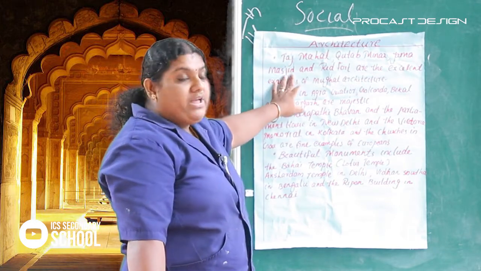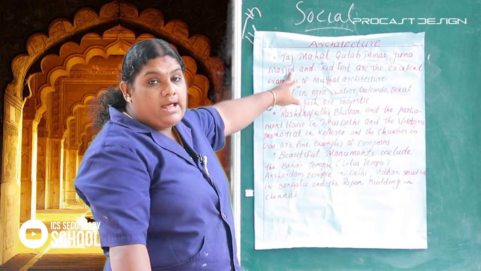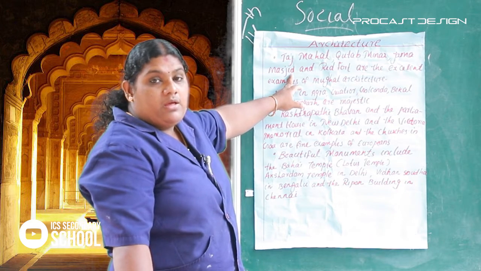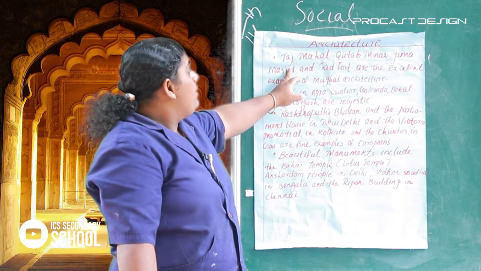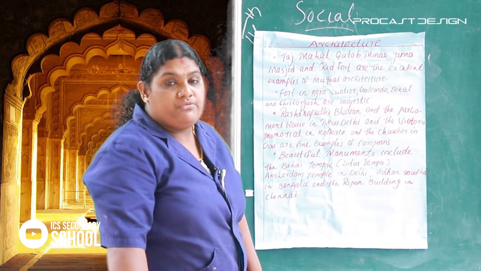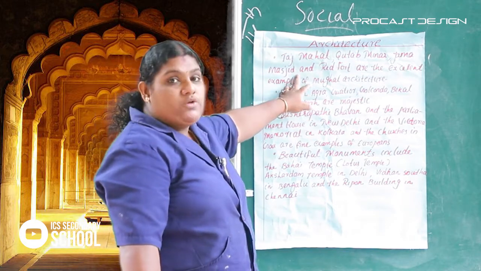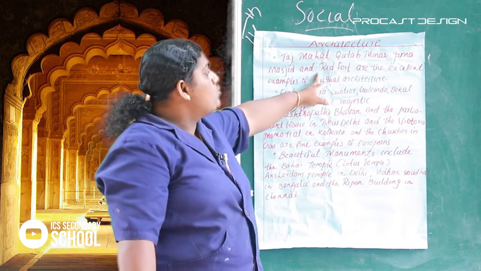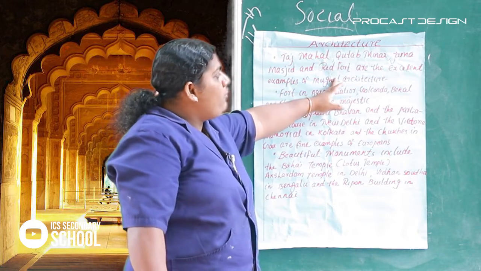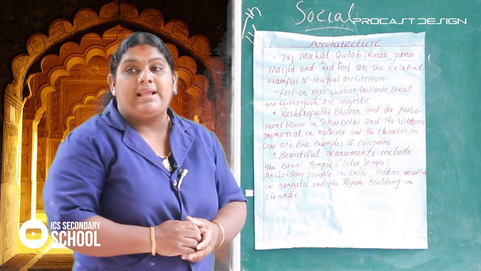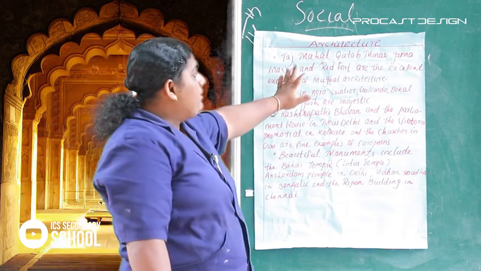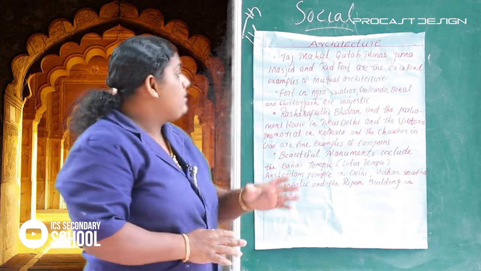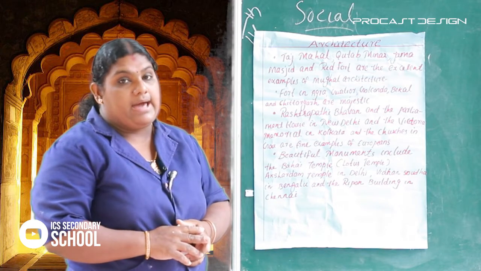Some of them are the Taj Mahal. It is situated in Agra. We already studied that the Taj Mahal was built by Shah Jahan in memory of Mumtaz. The Taj Mahal is the seventh wonder of the world. It is one of the important architectural splendors in Indian society. Not only the Taj Mahal but also Qutub Minar, Jama Masjid and Red Fort are excellent examples of Mughal architecture.